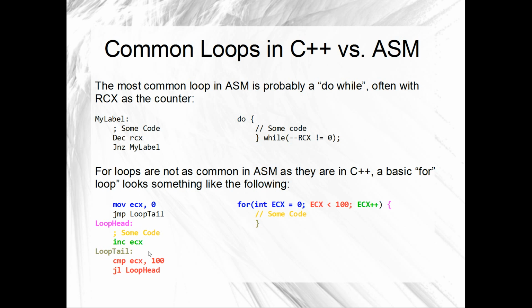The next thing that assembly does is jump straight down here to the condition, which is at the loop tail. So CMP ECX 100, jump if it's less to loop head, which is basically this: ECX is less than 100. So that's the red part of the for loop.